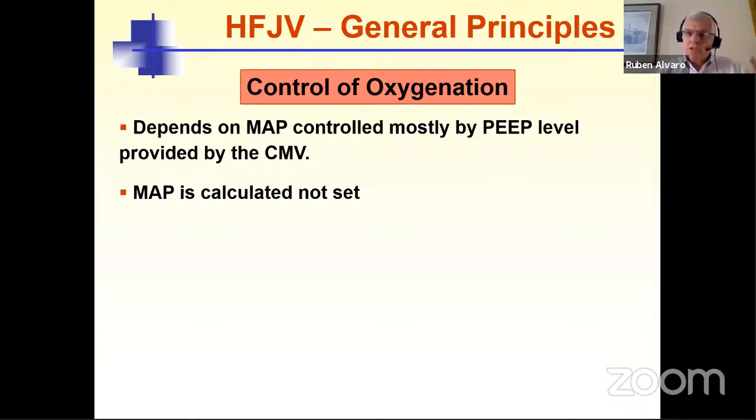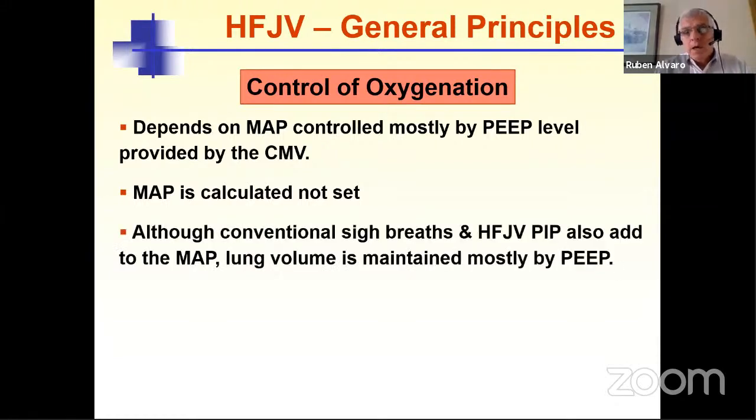So if you want to match the mean airway pressure when you switch from conventional to the jet, you need to usually use a PEEP, try to match the mean airway pressure that the machine is going to read, okay? And adjust the PEEP, try to get to that mean airway pressure that the jet is going to calculate, okay? Although conventional sigh breath and high frequency jet ventilation PIP also add to the mean airway pressure, remember these oscillations are always positive. So they are going to add a little bit to the mean airway pressure on top of the PEEP. However, lung volume is mostly maintained by PEEP.